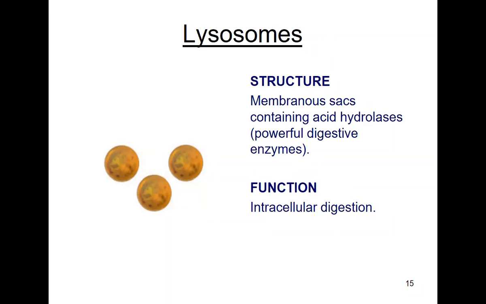Finally, we come across the lysosomes, very small bodies called lysosomes. They are membranous sacs containing acid hydrolase, a powerful digestive system. These are the digestive system within the cells. The function is intracellular digestion. So if any foreign particles, bacteria, anything enters the cell, these will go and release a chemical called acid hydrolase, which will help in the intracellular digestion. It will kill the bacteria or the foreign particle, and it will digest within.